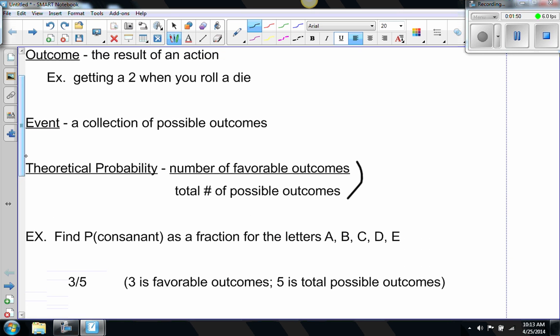So then my answer for this one has to be 3 over 5. There's 3 favorable outcomes, right? There's 3 consonants, B, C, and D. Out of how many total? 5. So 3 out of 5 is your probability.